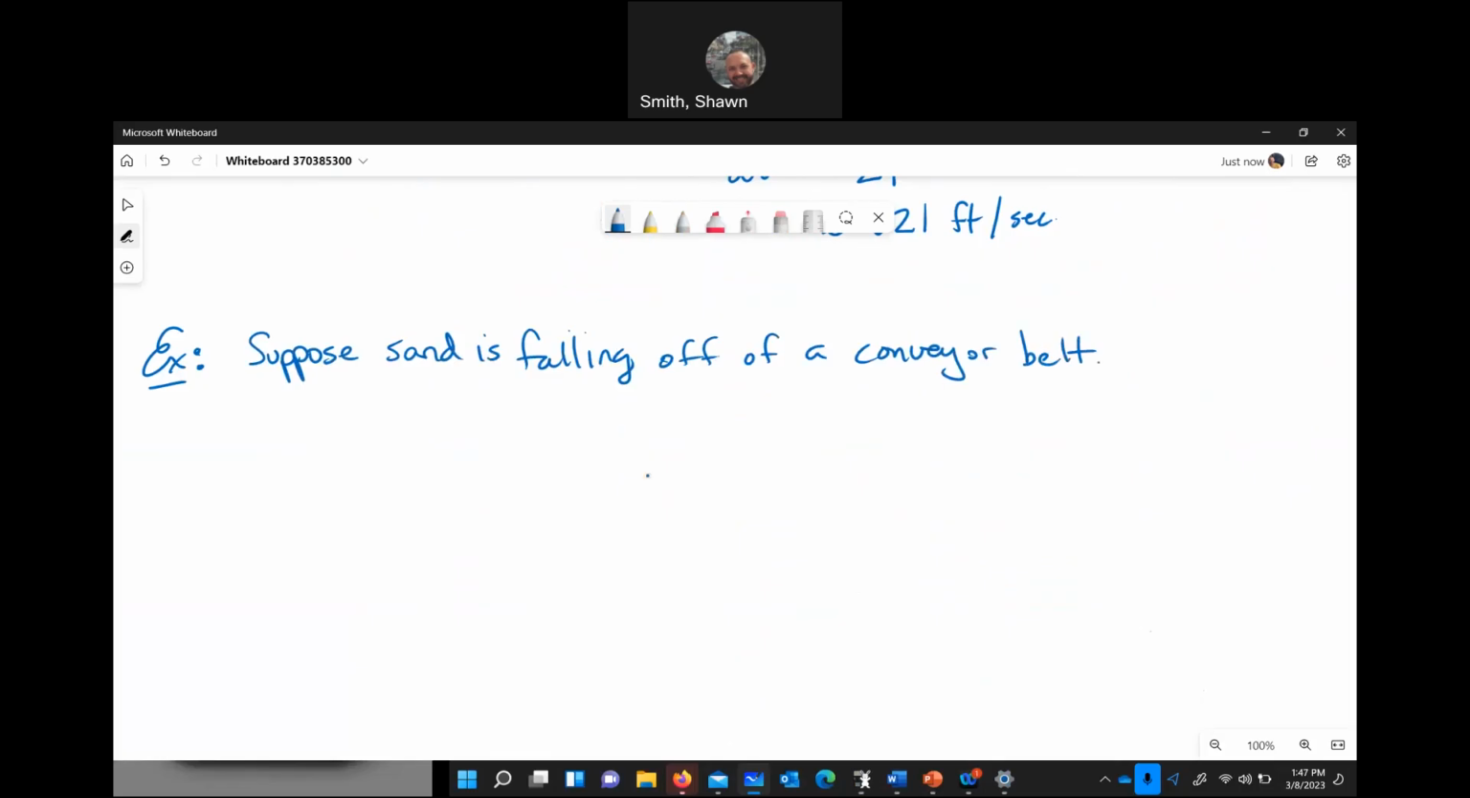All right, sand's falling off a conveyor belt. So you imagine that, right? Let's just draw a picture, do that first, and finish the problem. So we've got our little conveyor belt going up. Sand, like this, and it falls over and starts to form a pile. What shape is this pile? Cone. It's going to be a cone, right?